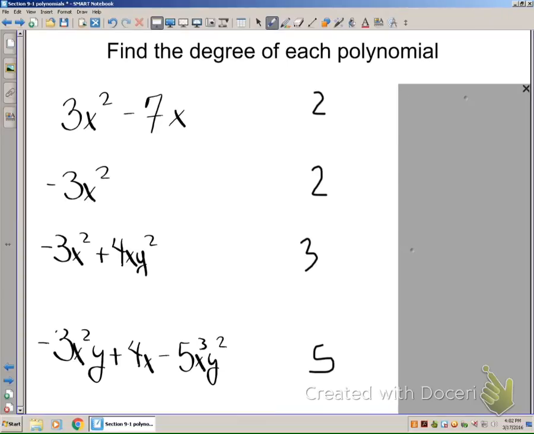This one is 2. Obviously, this one's 2. This one's 3 because of that understood 1 there. 1 plus 2 is 3. And this one's 5 because 3 plus 2 is 5. This one only has a degree of 1. This has a degree of 3. So this term has the highest degree.